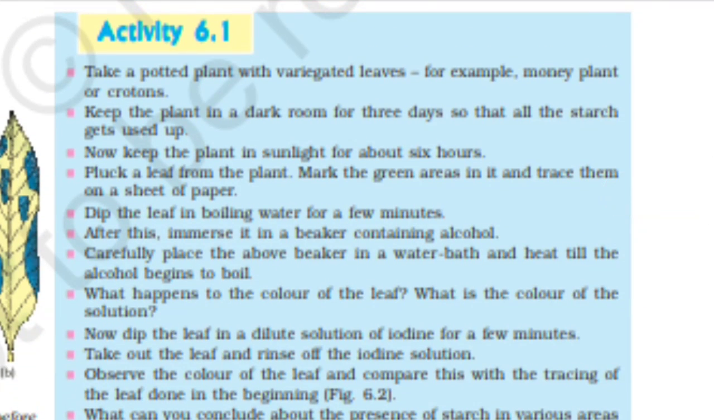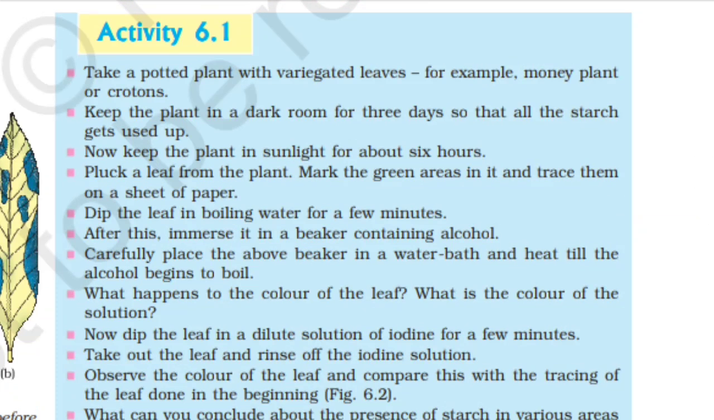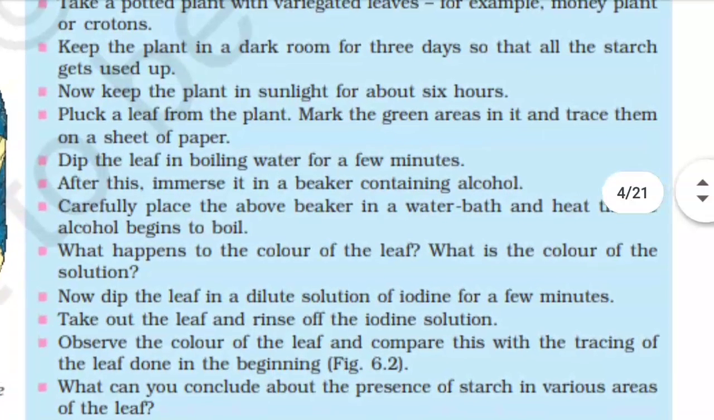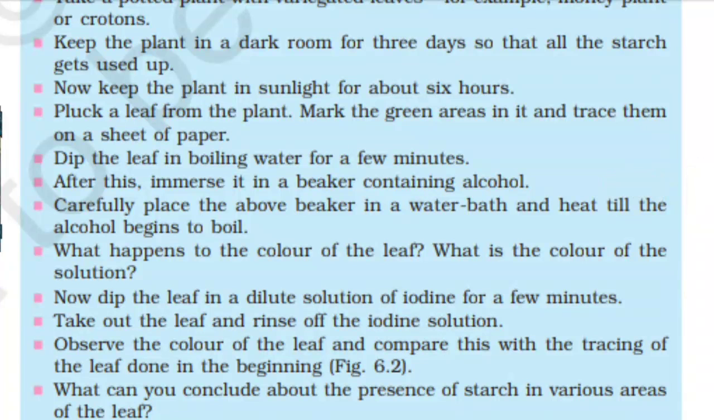Activity 6.1. Take a potted plant with variegated leaves, for example, money plant or crotons. Keep the plant in a dark room for 3 days so that all the starch gets used up. Now, keep the plant in sunlight for about 6 hours. Pluck a leaf from the plant, mark the green areas in it, and trace them on a sheet of paper.